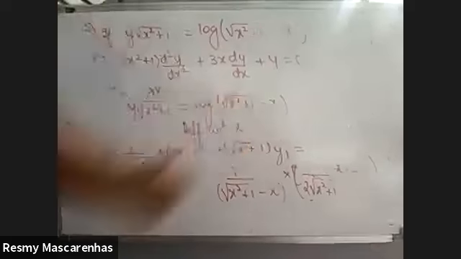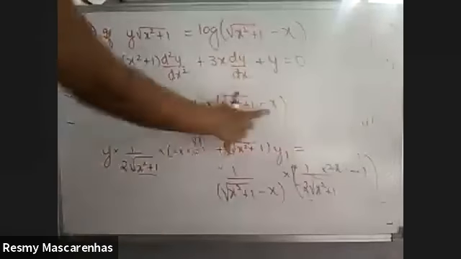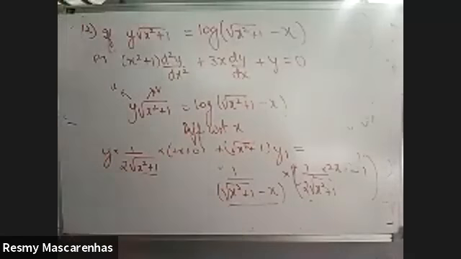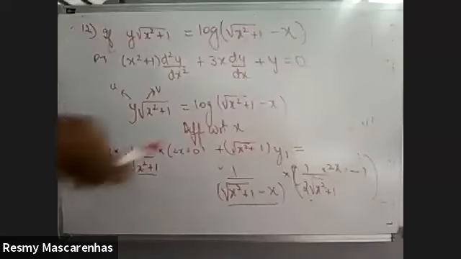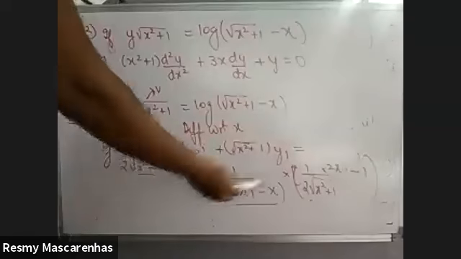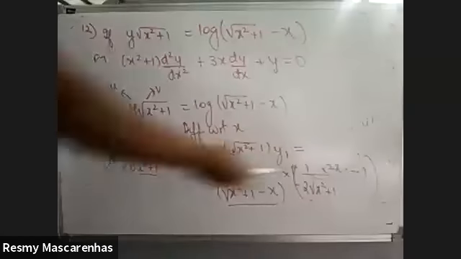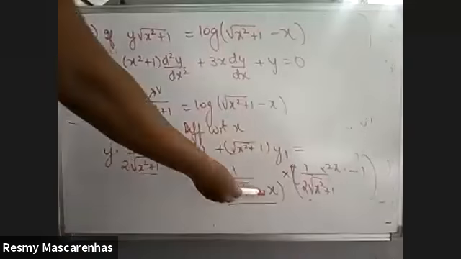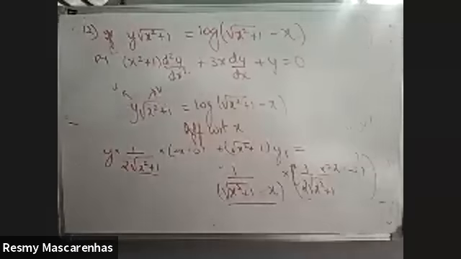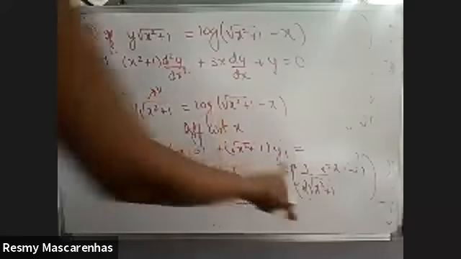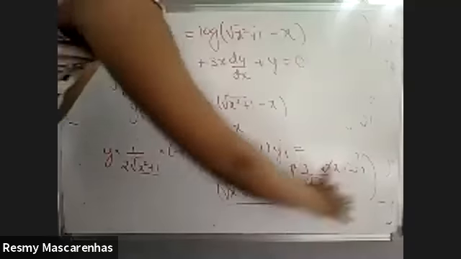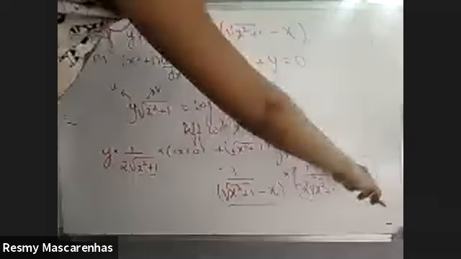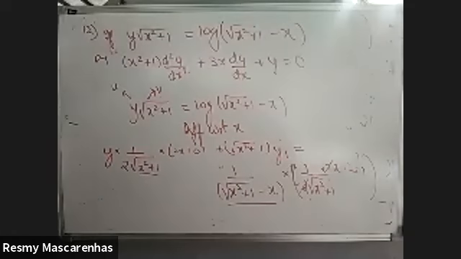log of something. So log of something is what? 1 upon that into derivative of this part I have to find now. So derivative of root is same like this one. 1 upon this into 2x minus derivative of x is what? 1. 2 and 2 will cancel, and then cross multiply like the previous problem. Take this root this side, cross multiply.